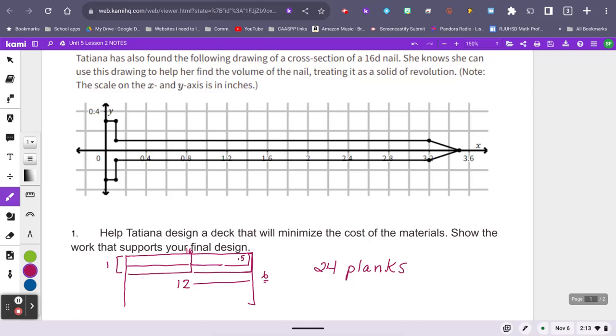And just while we're here, since we need 24 planks and each plank needs 9 nails, we're going to multiply this by 9. That means we're going to have to get 216 nails.